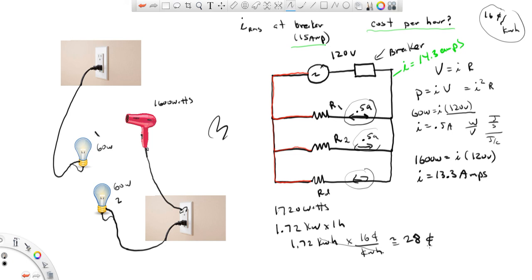So, this was just meant to be kind of an introductory video on how to work simple circuit problems for AC circuits and simple household wiring. I hope that this has been a good example for you.